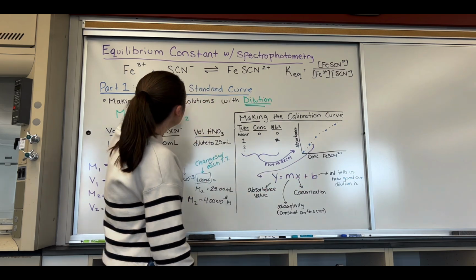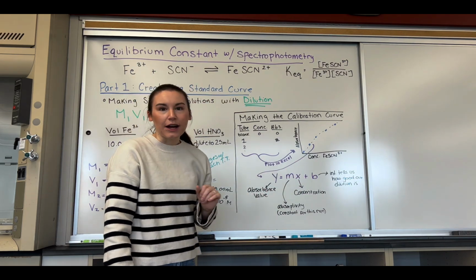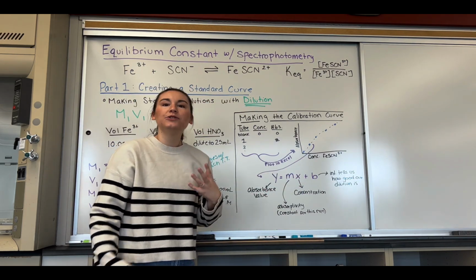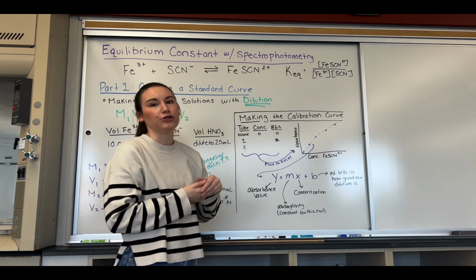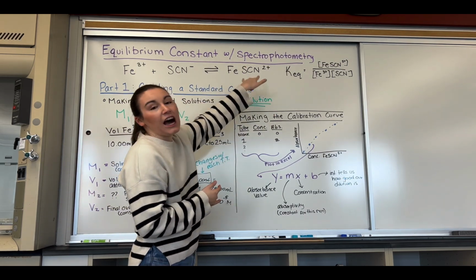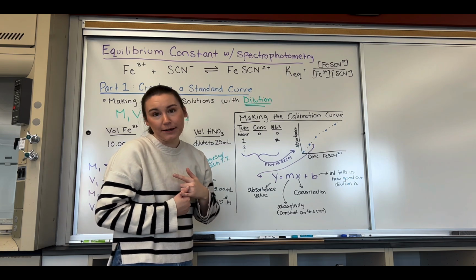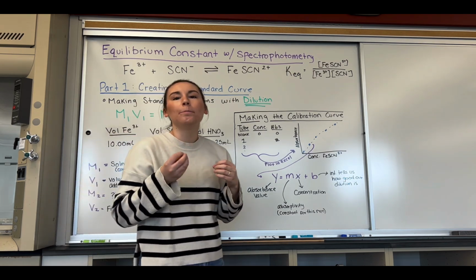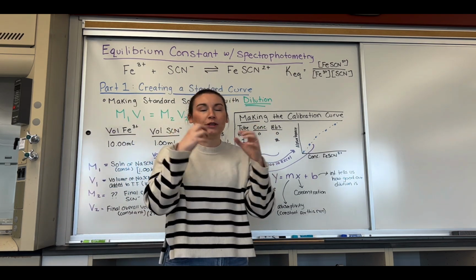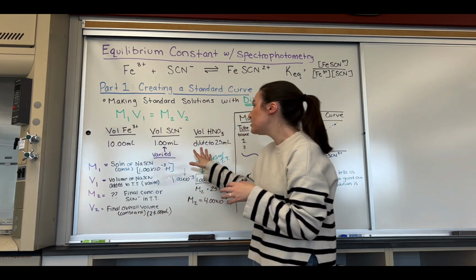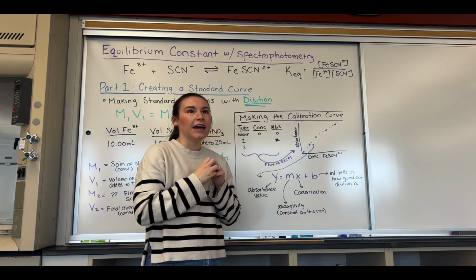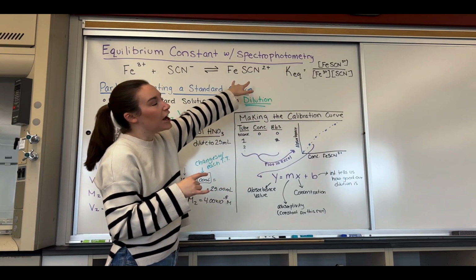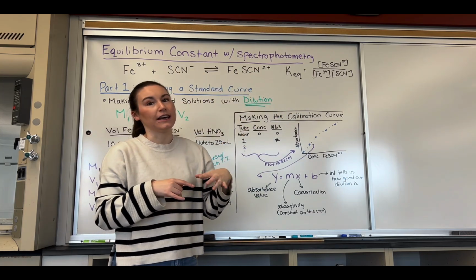So once we mix these two solutions together in our test tube, we are going to get a nice red solution, like a burnt orange kind of red solution. That red solution is the iron thiocyanate ion, okay? And that's what we are measuring the absorbance of. So we did this reaction with differing concentrations of iron and thiocyanate, and we are going to mix them together and create different final concentrations of iron thiocyanate.